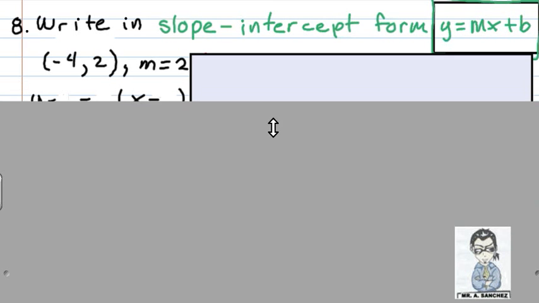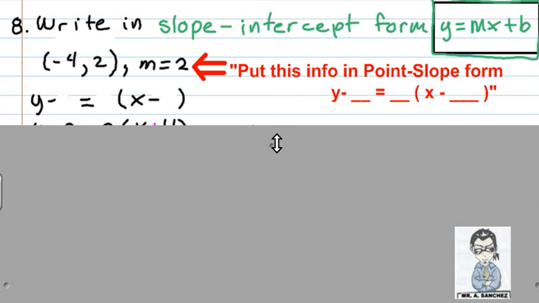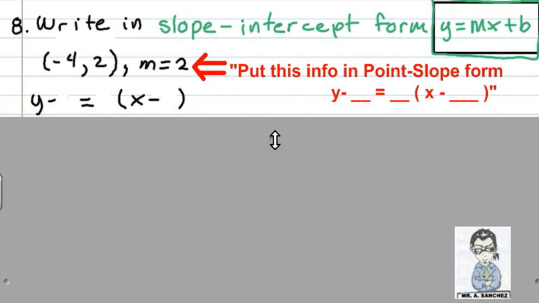So the approach for this will be the following. We are going to put this information into Point-Slope form. And so once done so, it will look as follows.